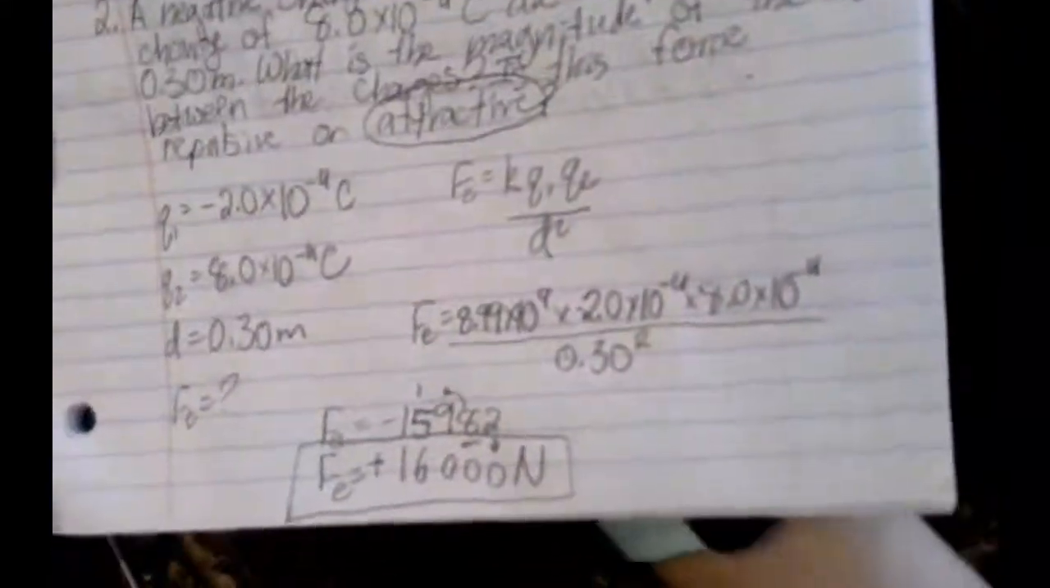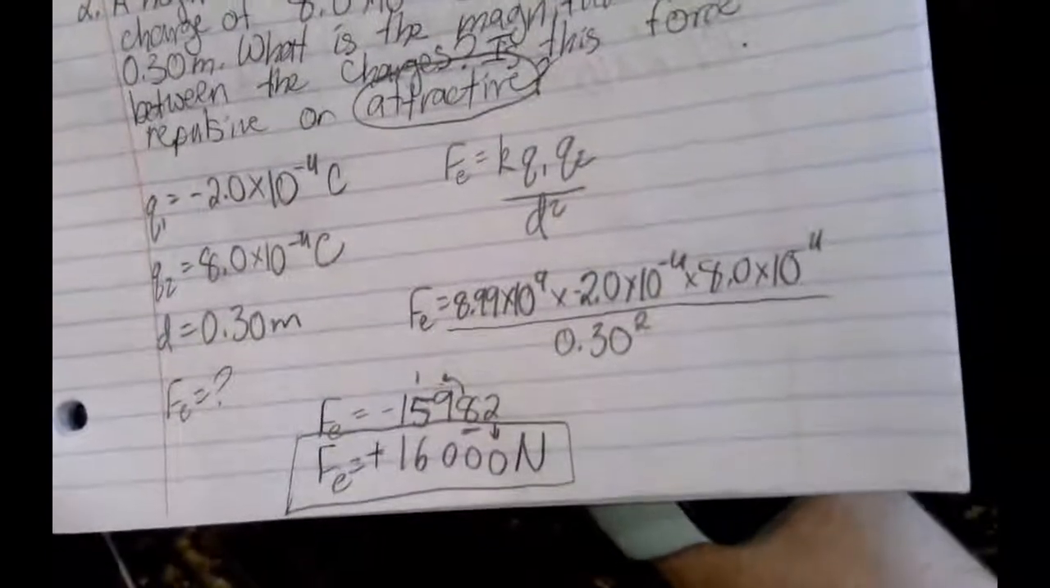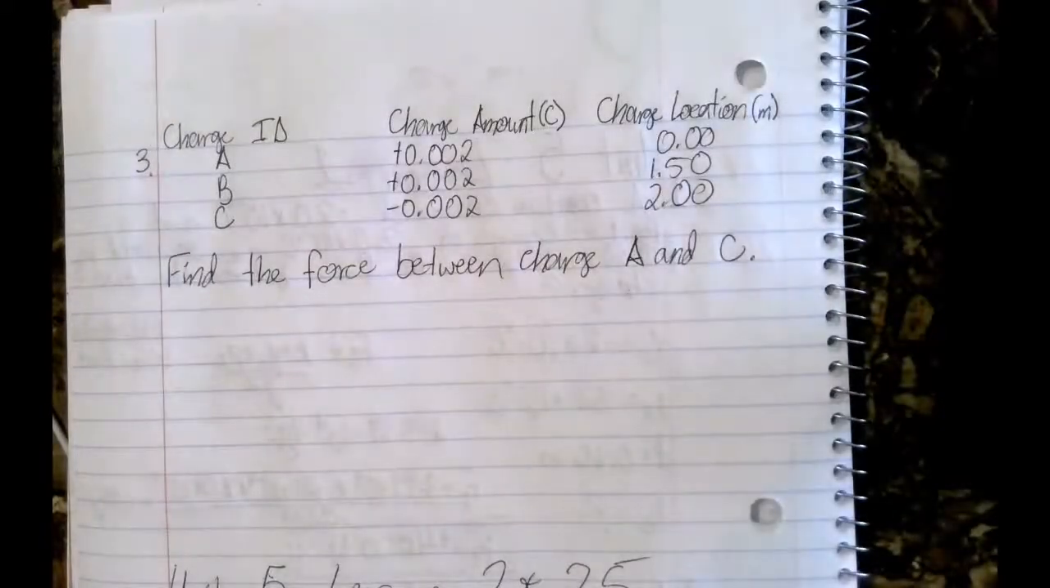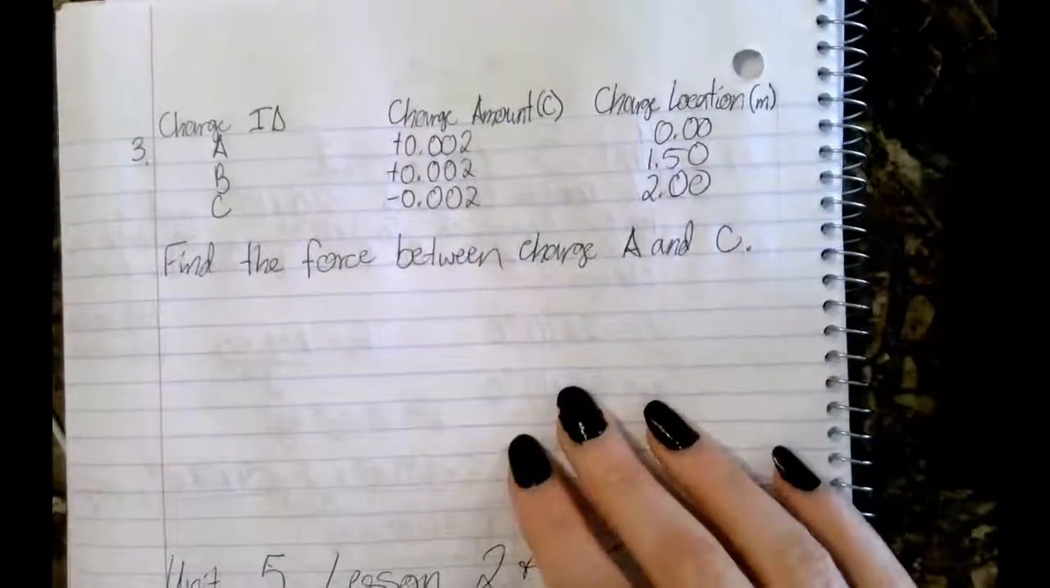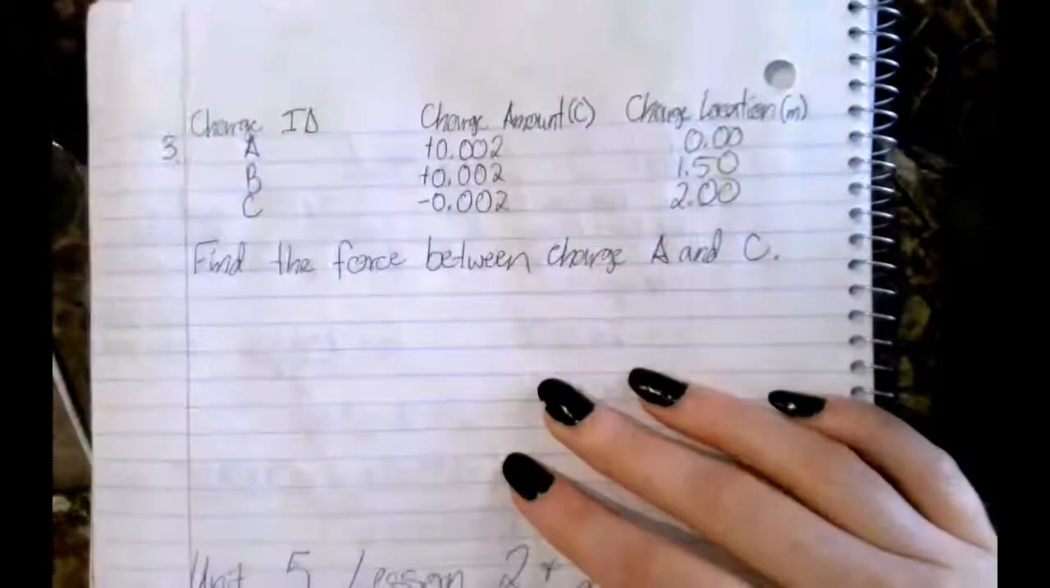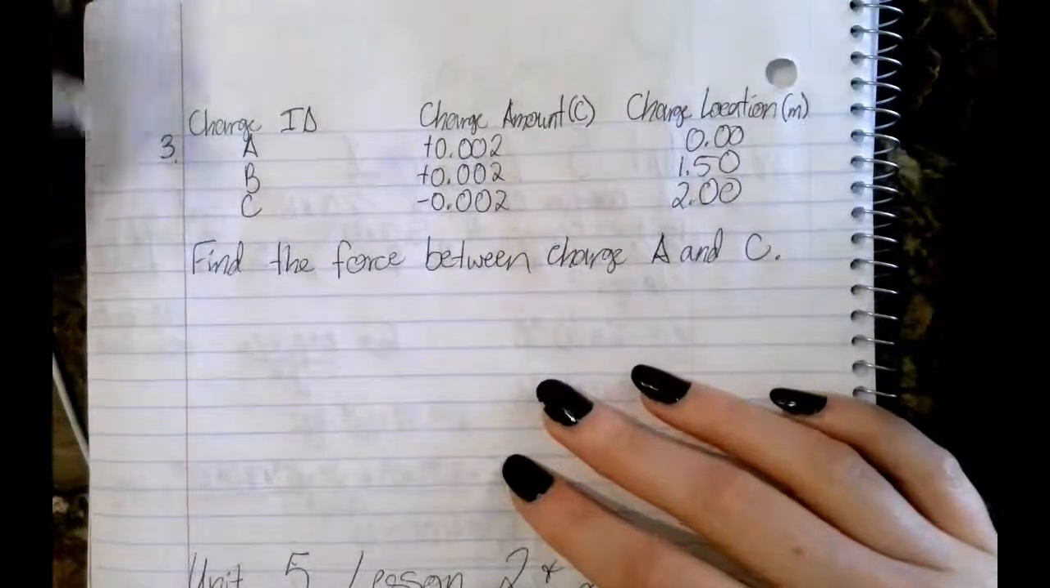All right. That is it for lesson 1. I lied. I flipped the page. I forgot there's one more problem from lesson 1 that I want to talk about. So, I gave you this charge table, and I'm asking you to find the charge between A and C.